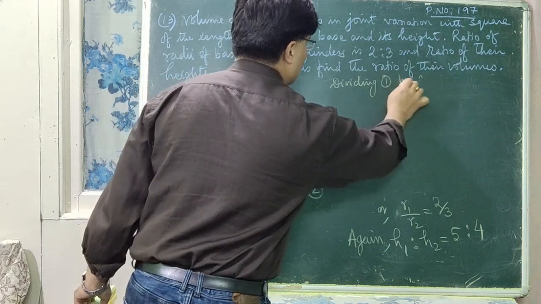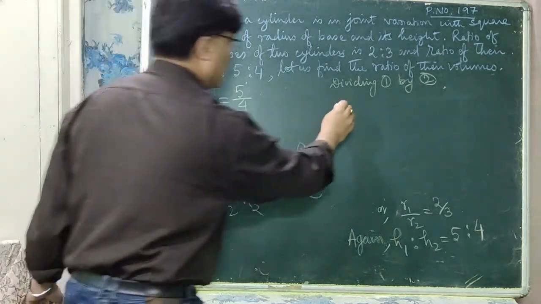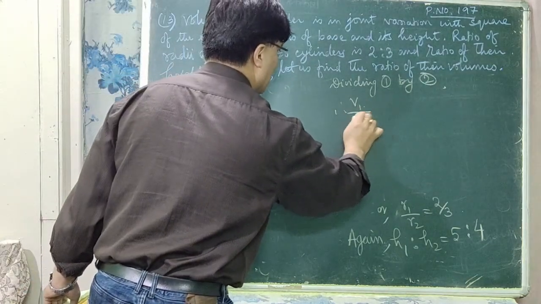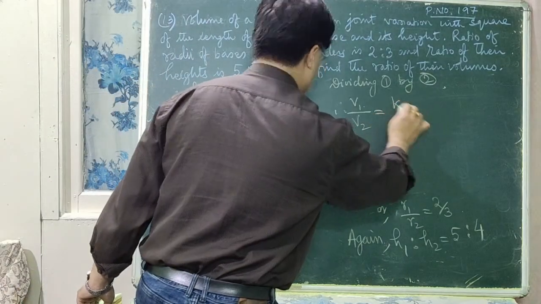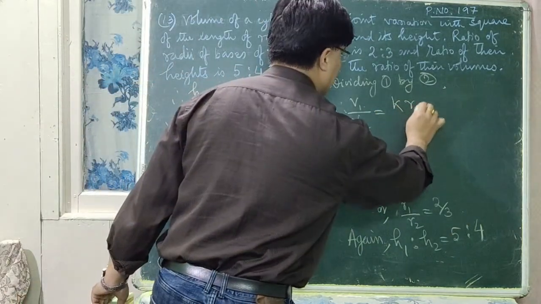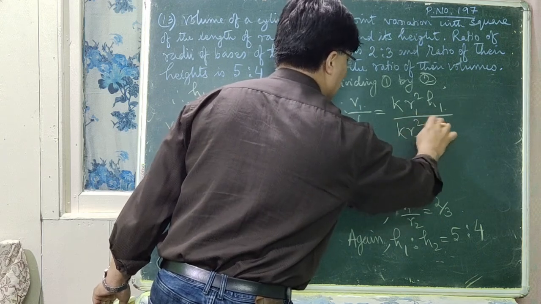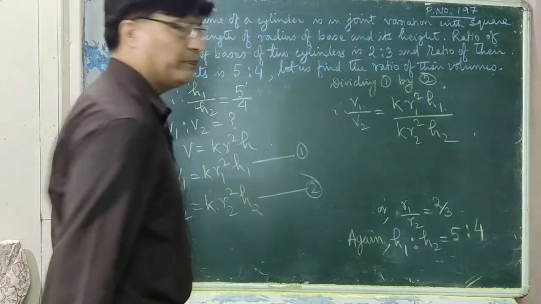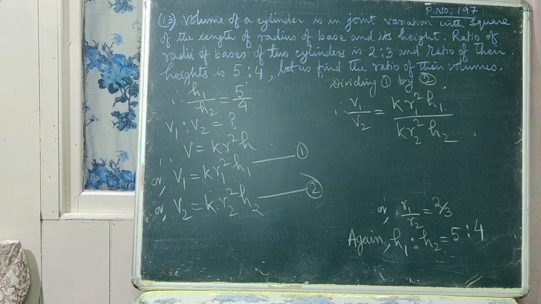So dividing 1 by 2. Dividing 1 by 2, what do we get? V1 upon V2 is equal to, on the right hand side, K R1 square H1 divided by K R2 square into H2. So I think you have understood it. So you can copy it.